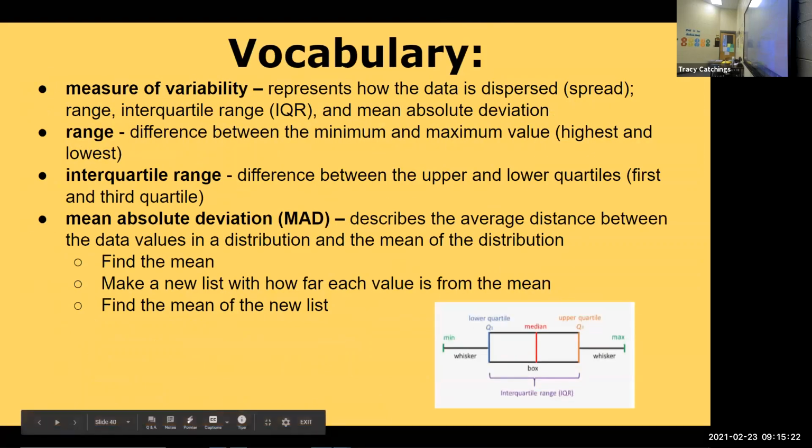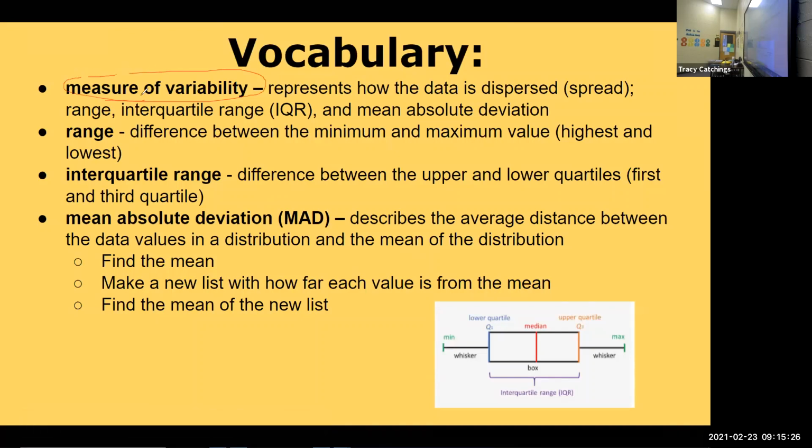All right. Measures of variability. So measures of center tell us about the central point of the data. And then measures of variability, as we discussed yesterday, tell us about the spread. How far are the numbers? All right, and that can be your range, interquartile range, and yesterday we did mean absolute deviation.